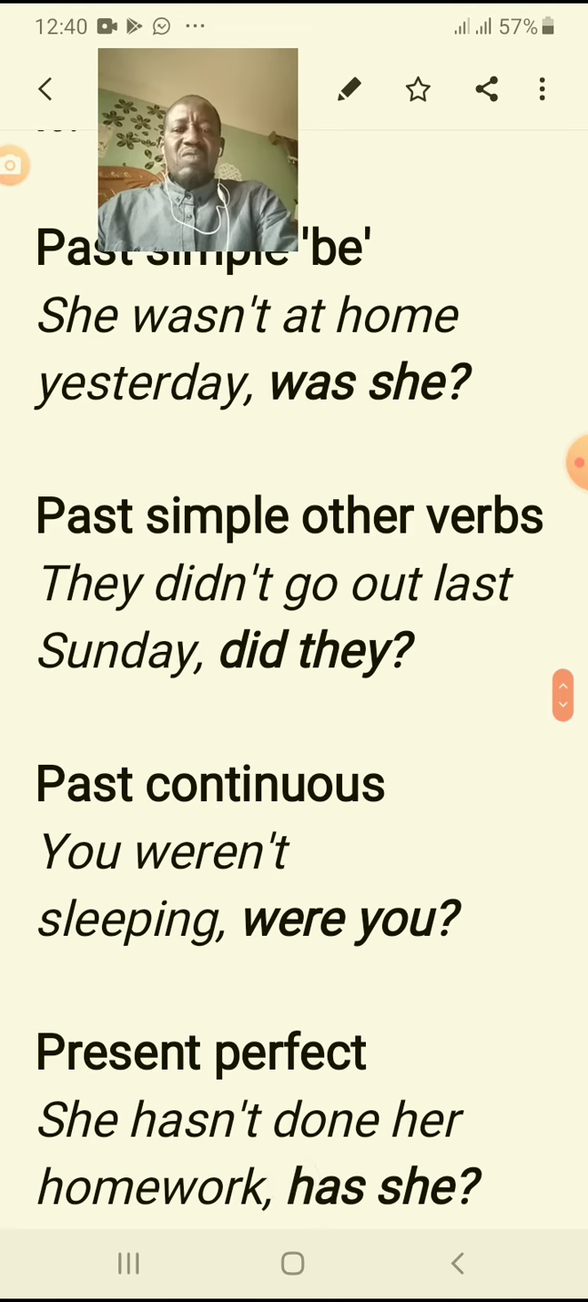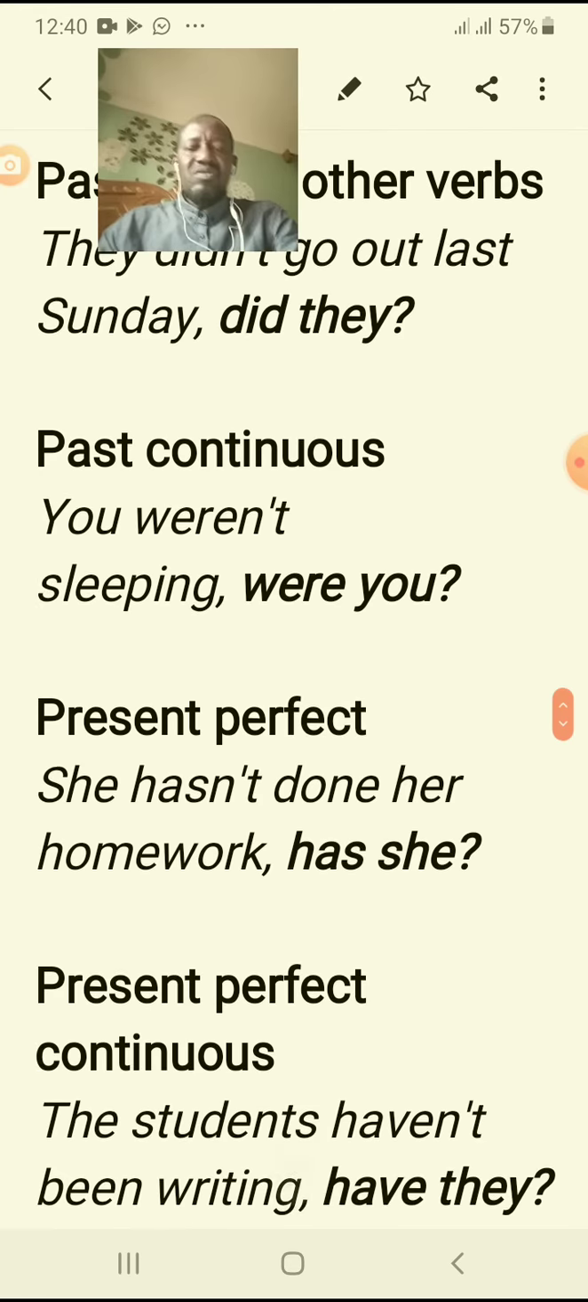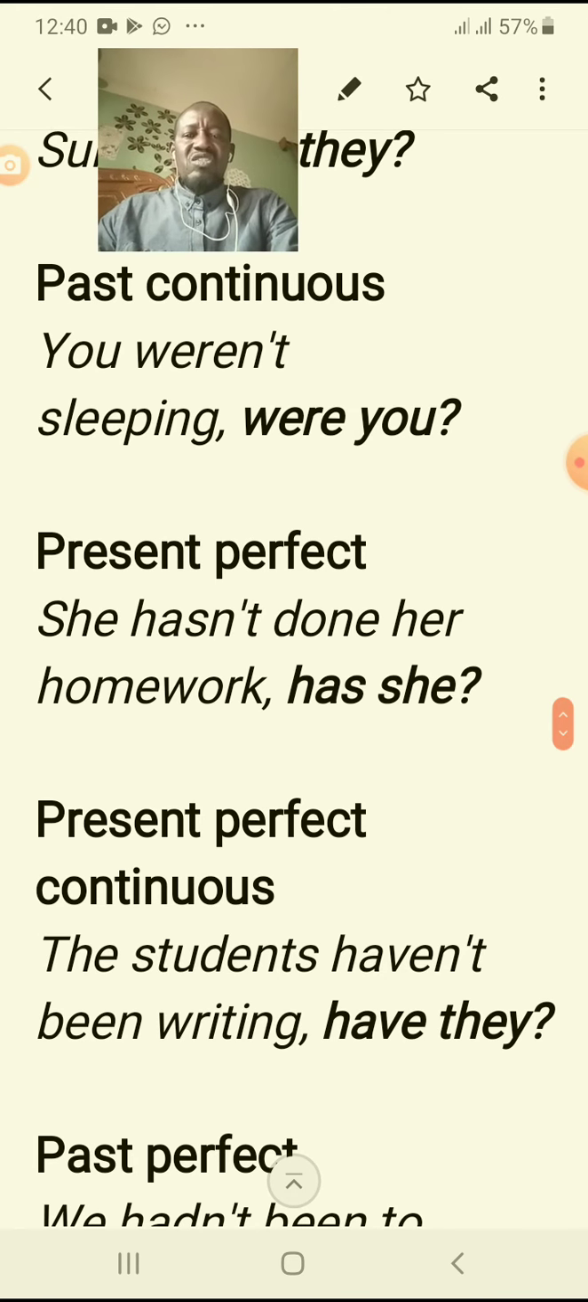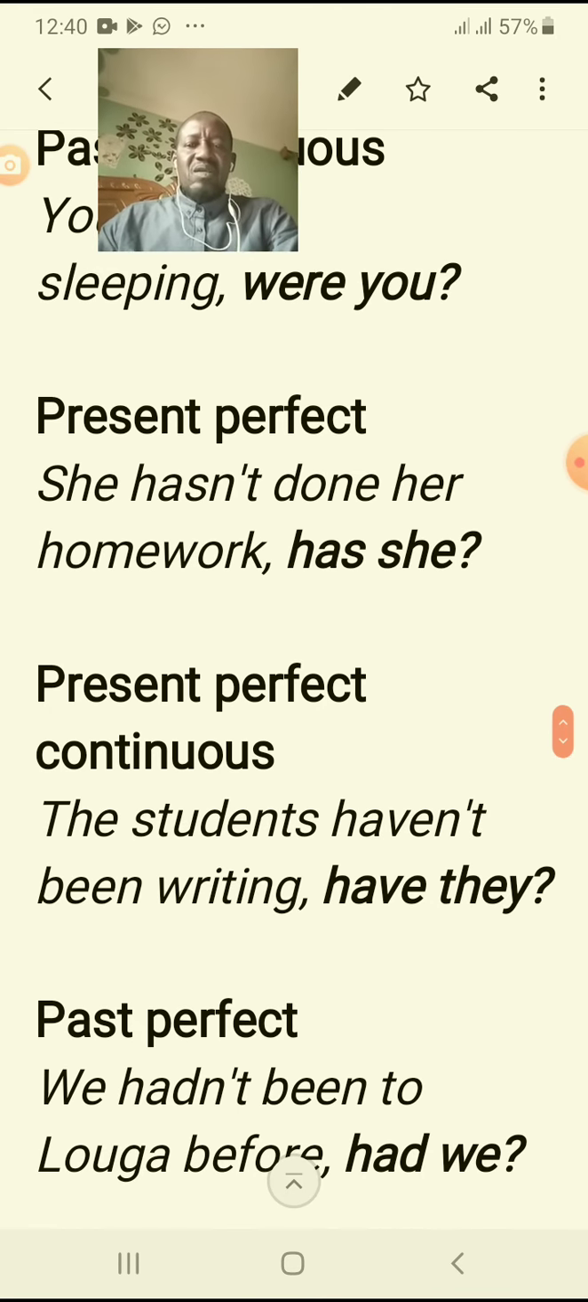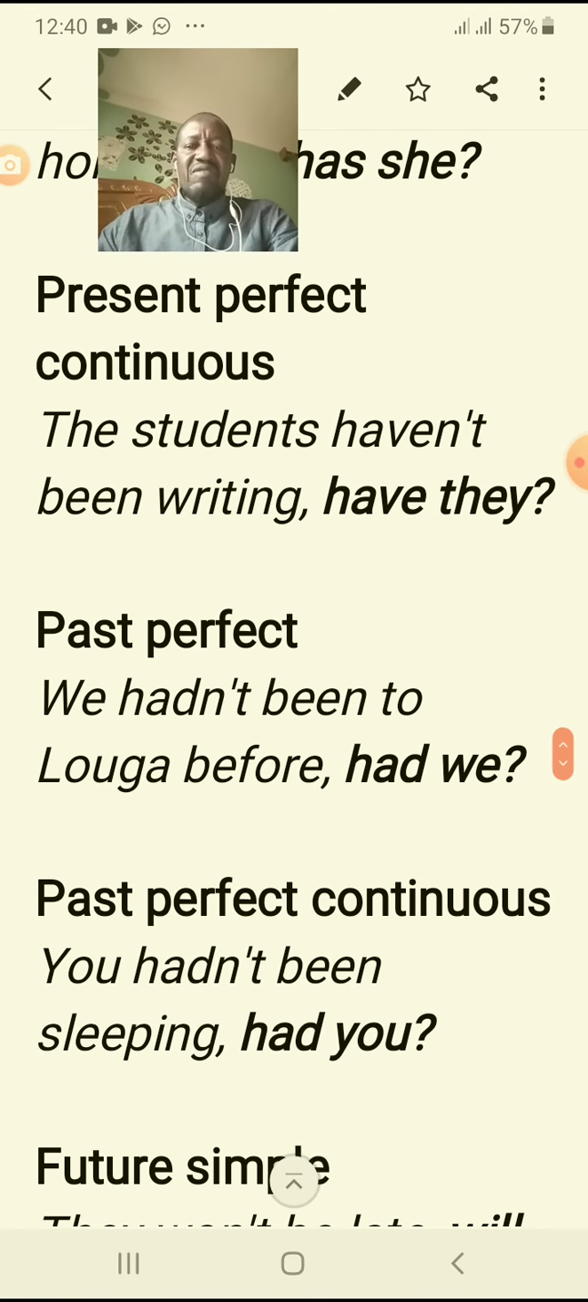Past simple with other verbs. They didn't go out last Sunday, did they? Past continuous. We weren't sleeping, were we? Sorry, you weren't sleeping, were you? Present perfect. She hasn't done her homework, has she? Present perfect continuous. The students haven't been writing, have they?